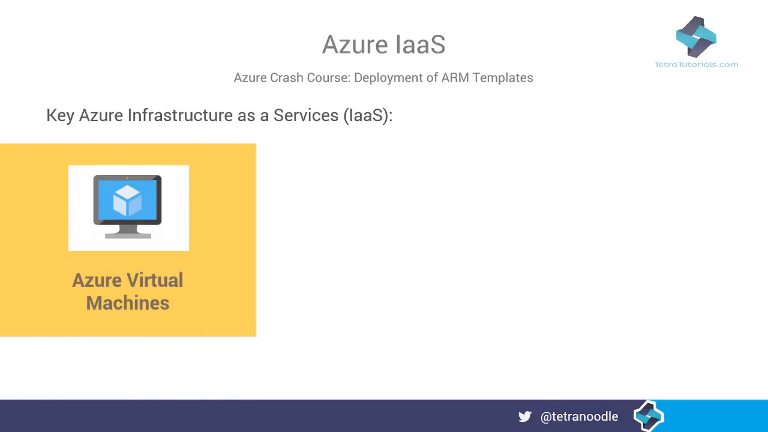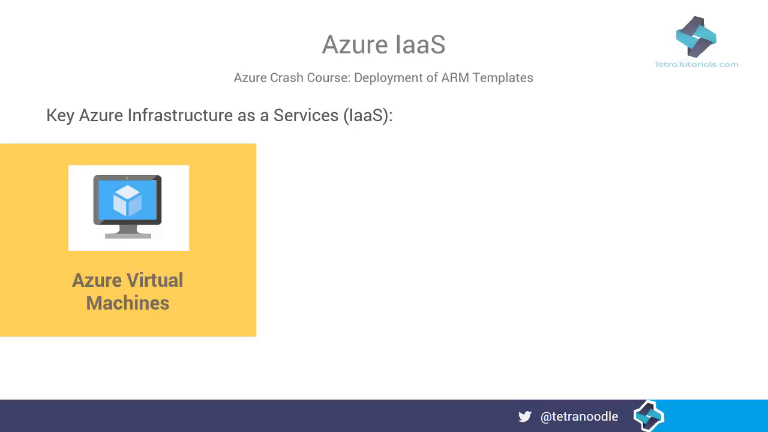IaaS, or Infrastructure as a Service, is a form of cloud computing where virtual computing resources are provided and managed over the internet. They can easily be scaled up or down based on requirements. These virtual infrastructure components include servers, data centers, virtual machines, storage, and networking hardware.